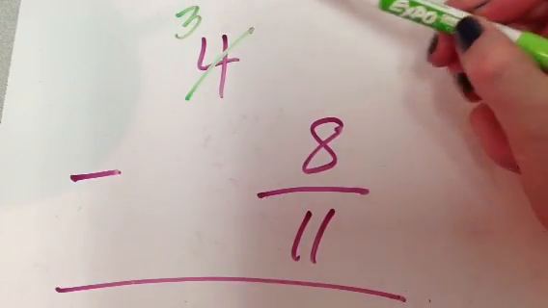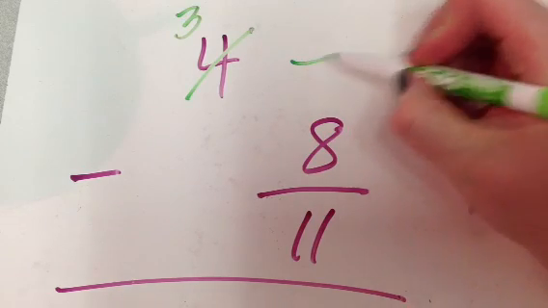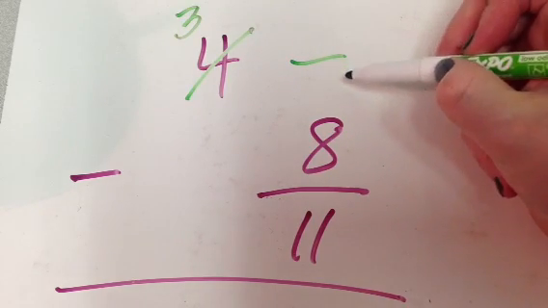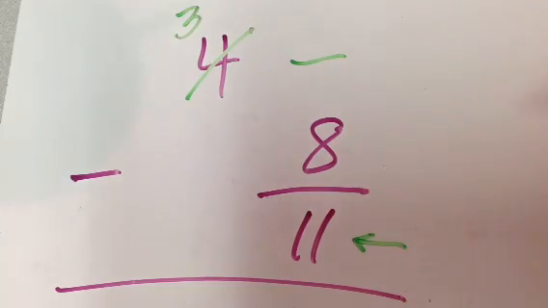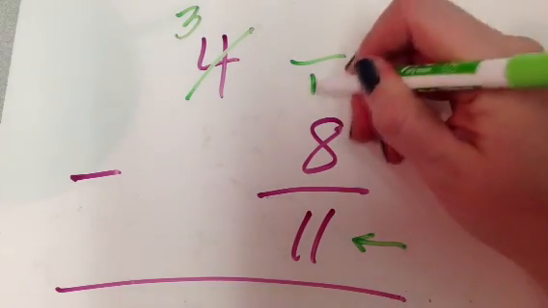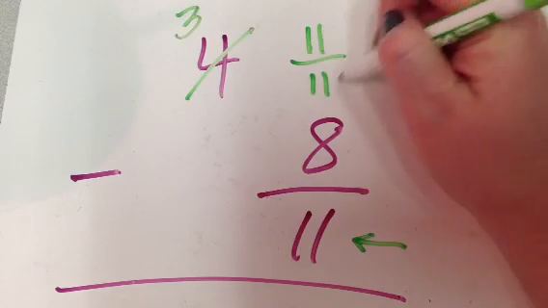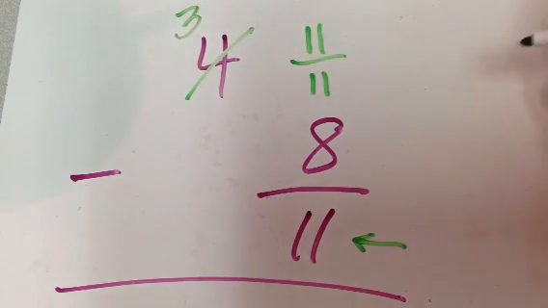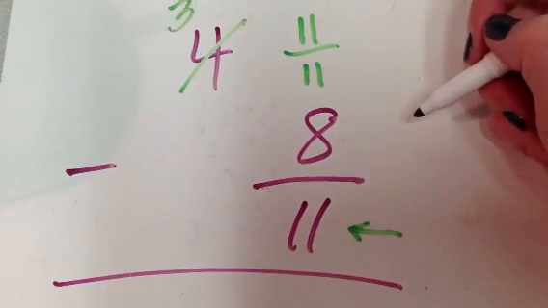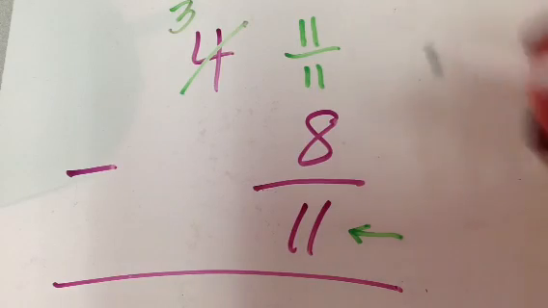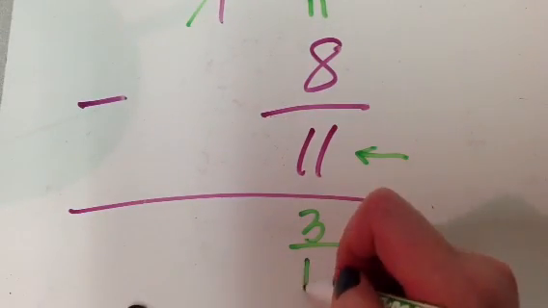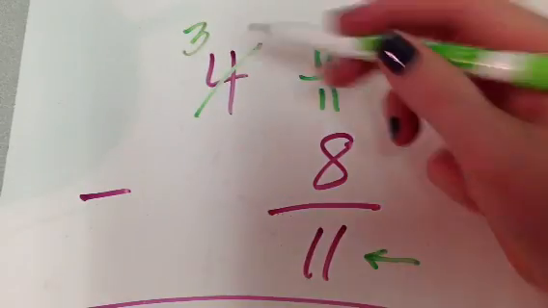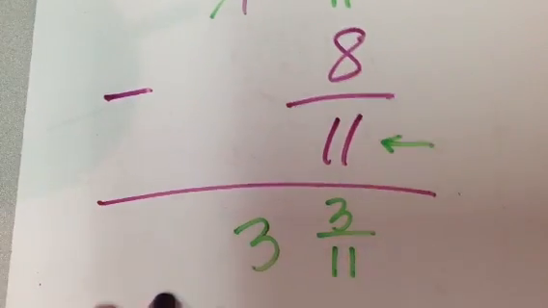And then I'm going to bring the one that I borrow over here and write it as some number over itself. Where am I going to get that number from? Right there. Since I already have 11 on the bottom and I can make this fraction anything I want, I'm going to make it 11 over 11. Okay, so now 11 minus 8 is 3. My bottom number stays the same. 3 minus 0 is 3.